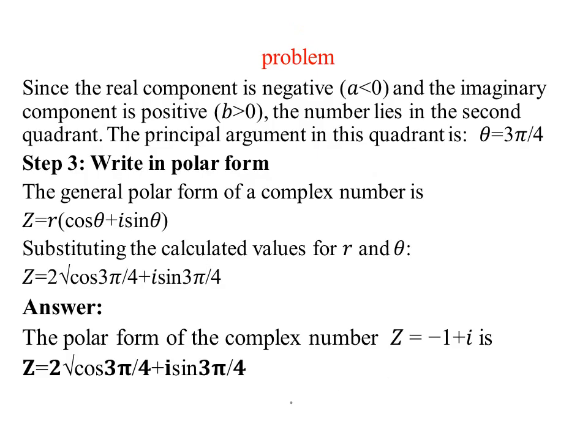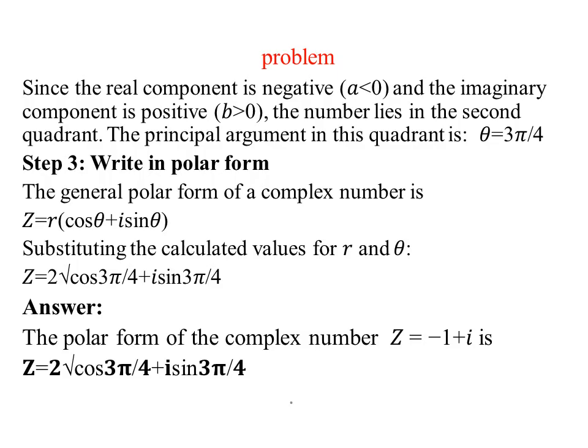After that, since the real component is negative, a is less than 0, and the imaginary component is positive, b is greater than 0. Therefore, the number lies in the second quadrant, and the principal argument for this quadrant is theta is equal to 3 pi by 4.